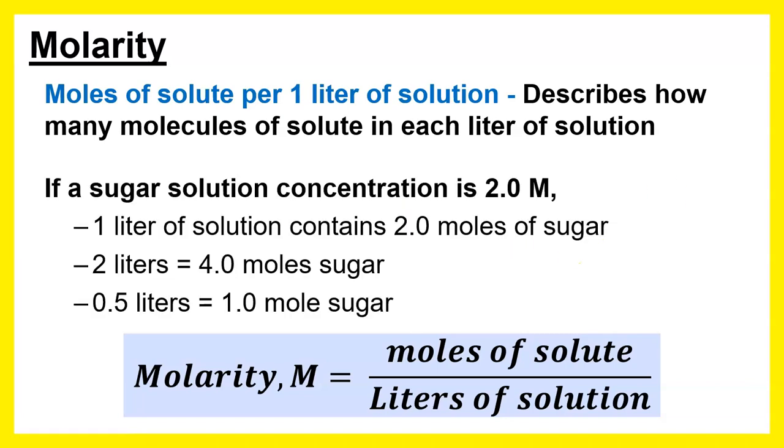For example, if you had a sugar solution that was 2 molar concentration, 1 liter of that would have 2 moles of sugar inside. So if you had 2 liters, you'd have 4 moles. If you had half a liter, you would have 1 mole. So we can do a lot of calculations to convert from a volume. I can measure it out in my graduated cylinder, and I will be able to figure out how many moles of solute is in that container.